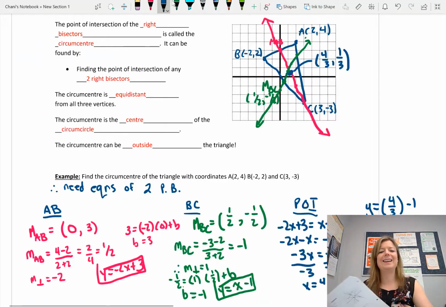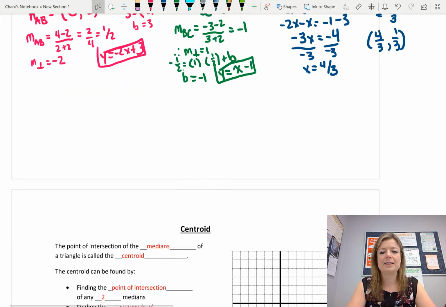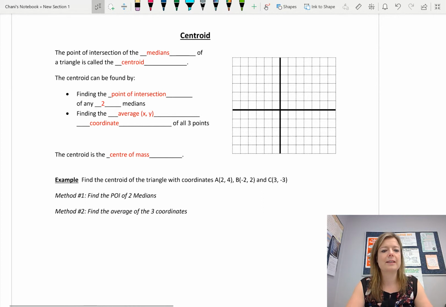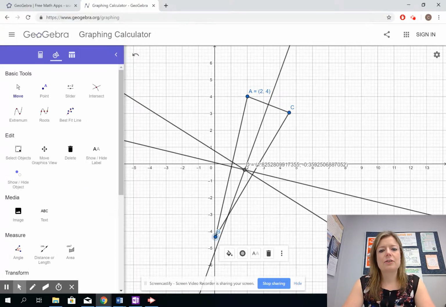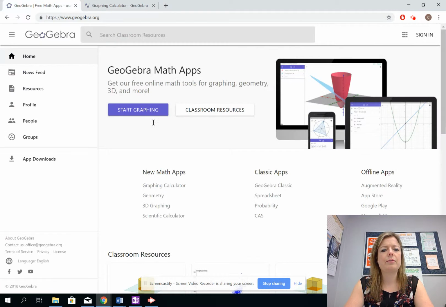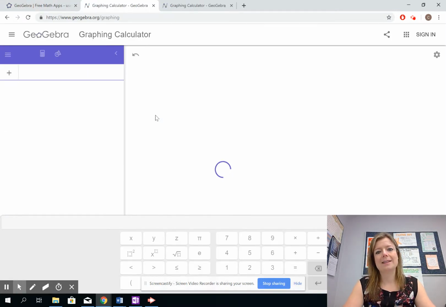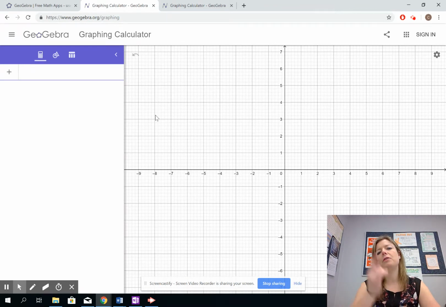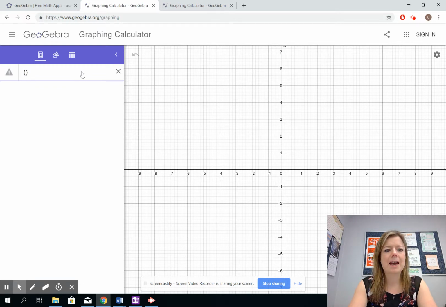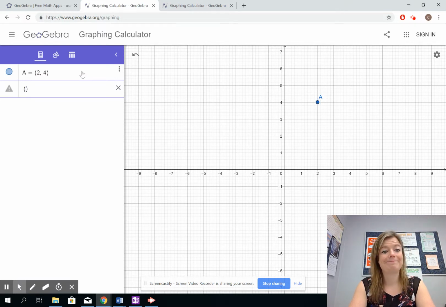Okay. So that is how you find a circumcenter. And again, it is equidistant from all 3 coordinates. Now we're going to talk about the centroid. So let's start a new graph here. The centroid is the center of mass. So it's going to be the point where if you put your finger on it, the triangle will actually balance. So it's what balances the mass of your triangle.